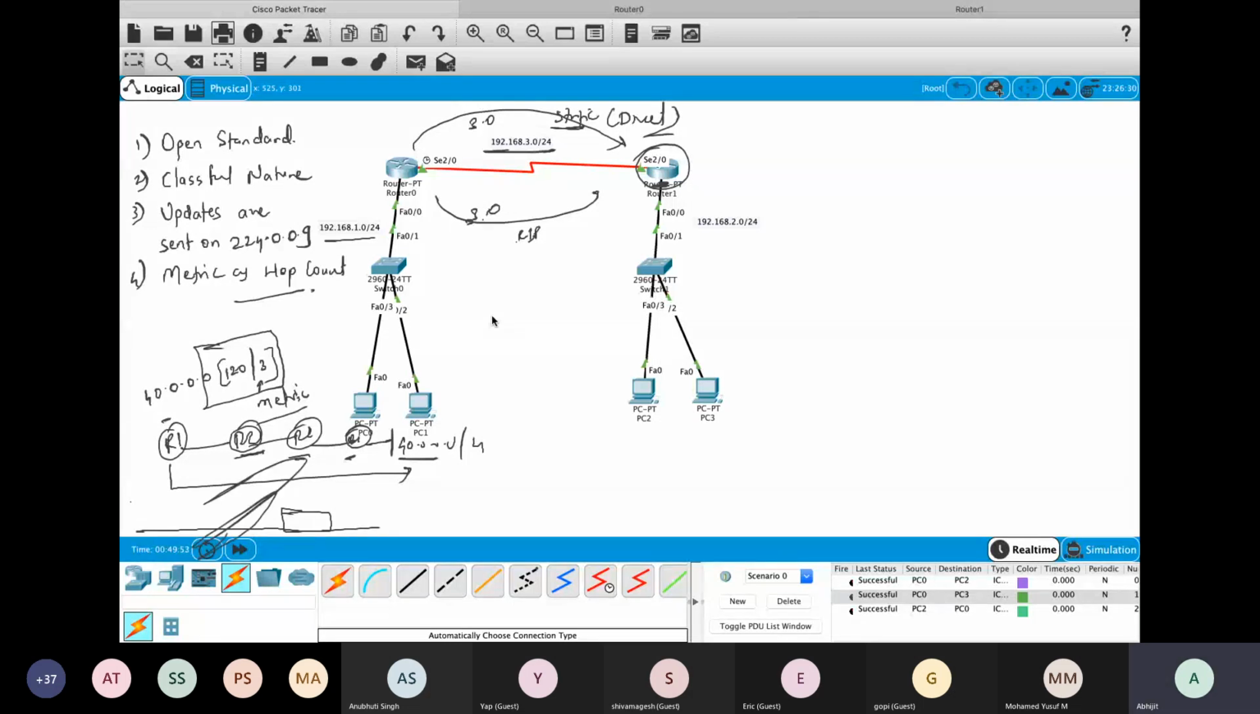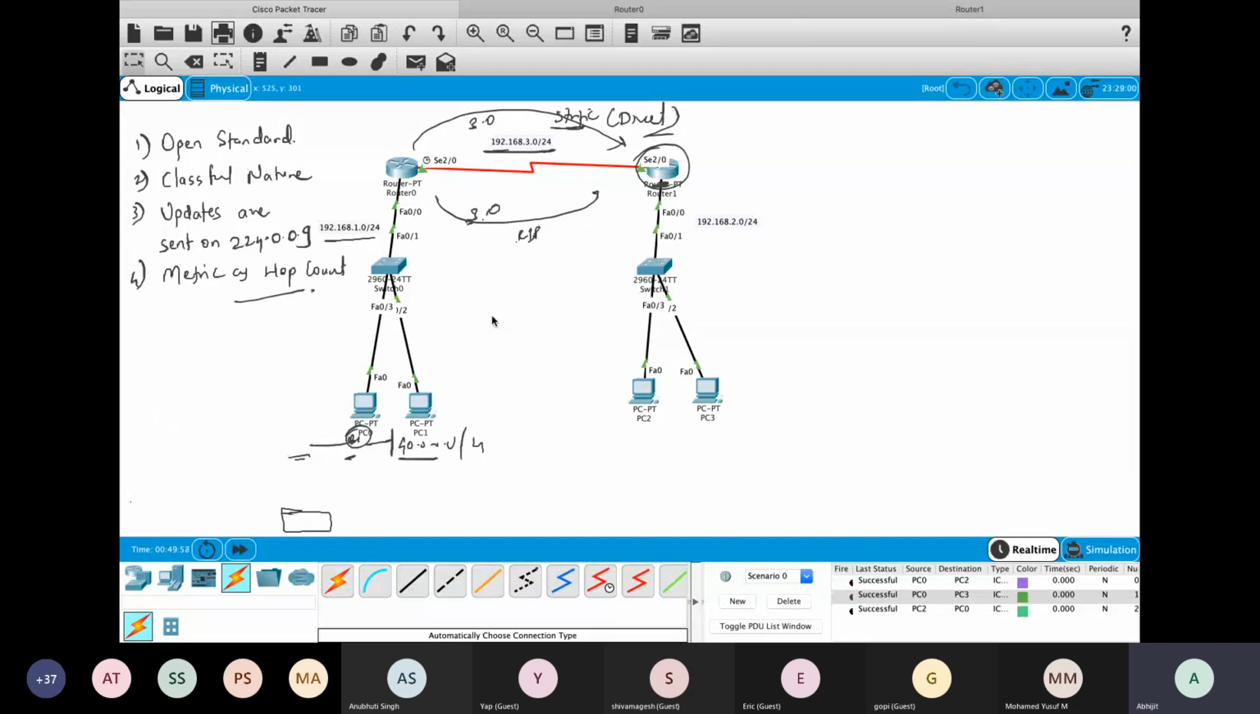Then another important characteristic of RIP, which we need to discuss, is the fifth characteristic: load balancing is supported, which means load balancing of 4 equal cost paths is supported. Your RIP, or routing information protocol, supports load balancing of 4 equal cost paths.